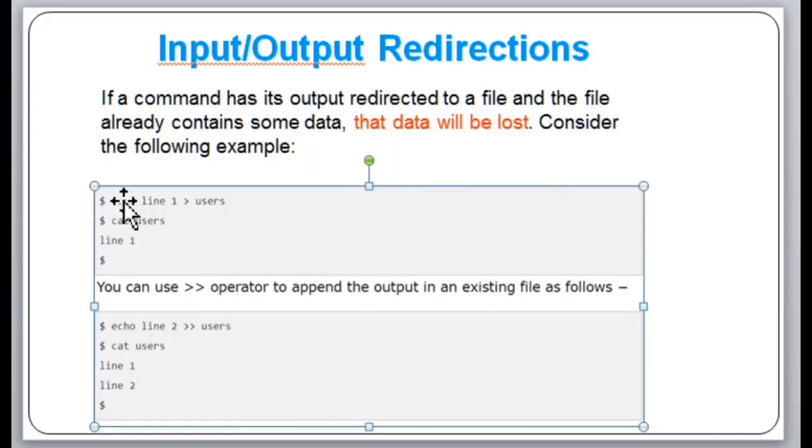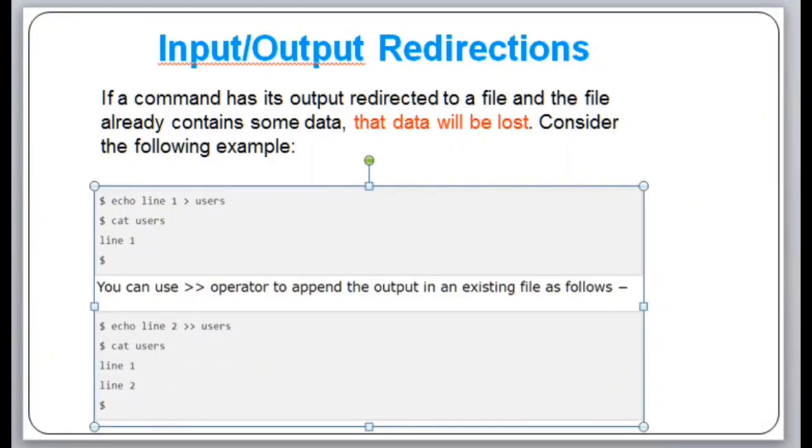So we say echo line 1 into users, and then when we cat users, we'll see that it says line 1. Okay? If anything else was in that file, it would actually be deleted. Alternatively, you can use two greater than signs, and this is going to append the output into the existing file. So we'll actually add whatever output you're doing to the end of the file. So we look at our second example here, echo line 2, two greater than signs, users, and we cat users, and it's going to say line 1, line 2.